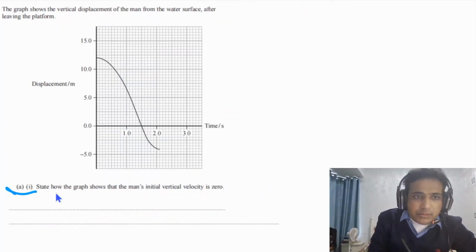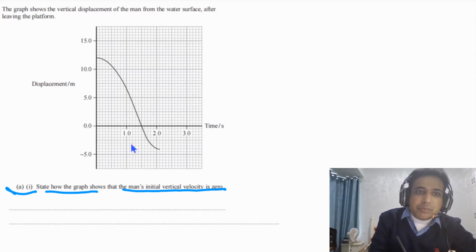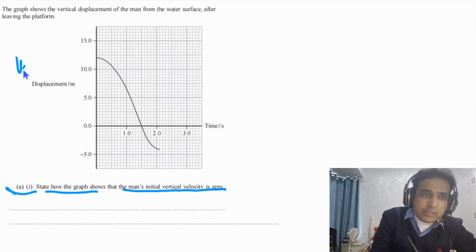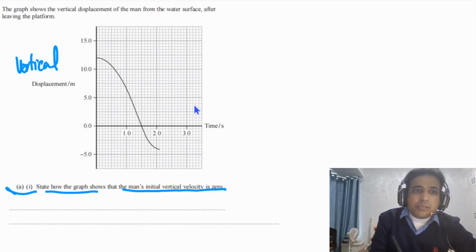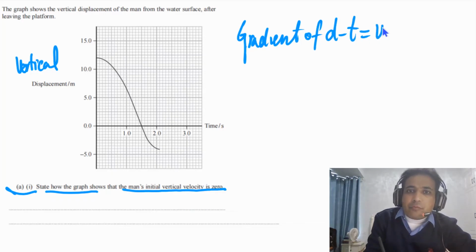Question A says state how the graph shows that the man's initial vertical velocity is 0. So we have here a displacement against time graph, and this is a vertical displacement against time graph. We need to understand that the gradient of the displacement against time graph represents velocity.